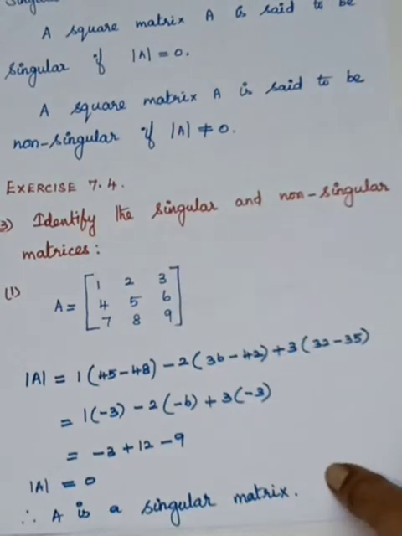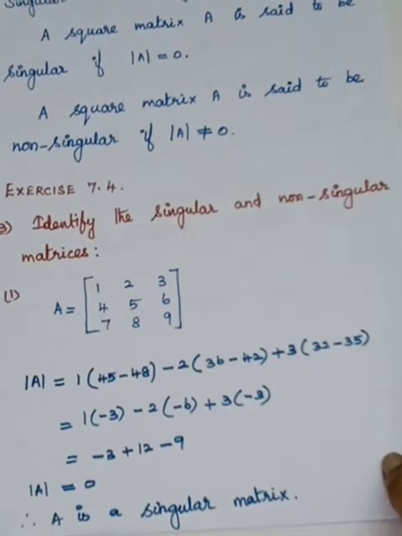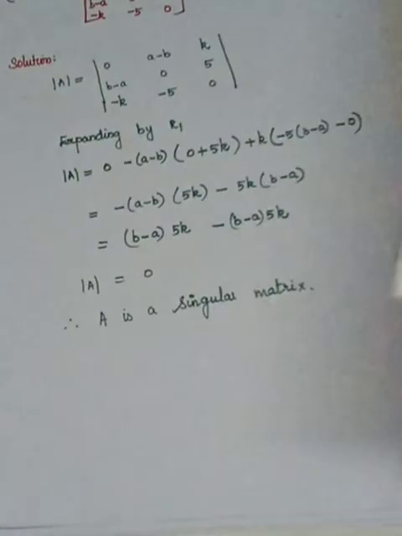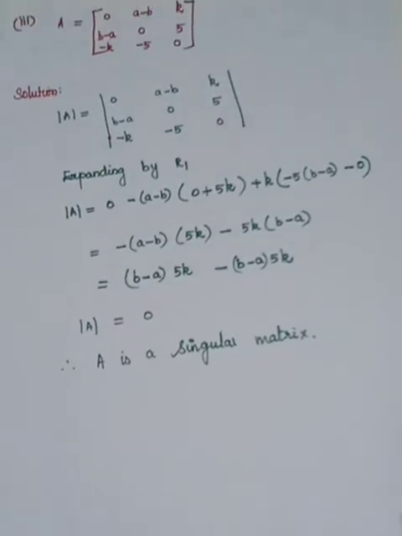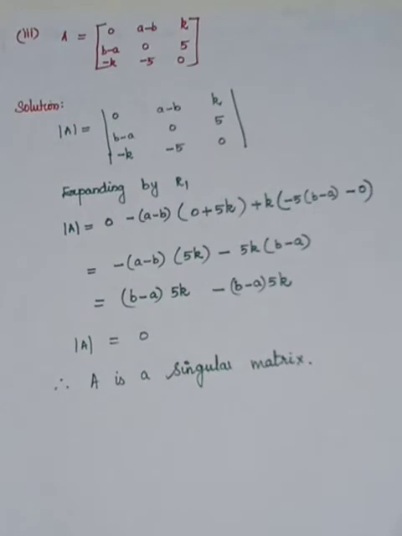And see the second subdivision, you have to try as homework. Okay, and I'll move to the third subdivision. So in the third subdivision you see the question. A is equal to the matrix 0, A minus B, K, B minus A, 0, 5 and minus K, minus 5, 0. So you have to check whether it's singular or non-singular.